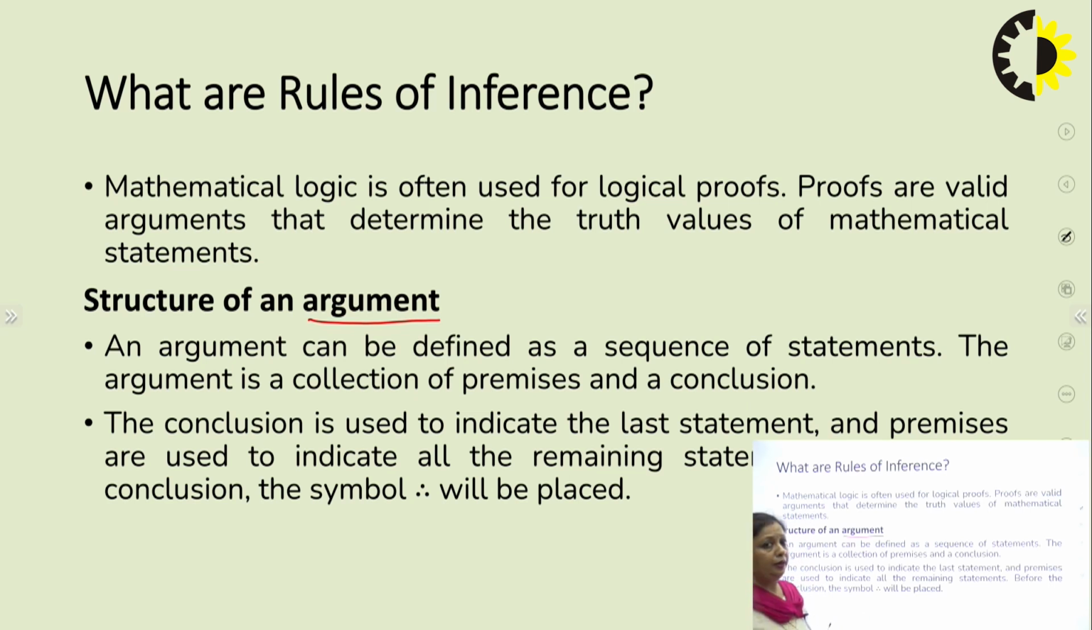An argument is nothing but a well-defined sequence of statements. When I talk about this sequence of statements, I can divide these statements into two categories: premises, and the last statement, which is known as the conclusion. The conclusion is used to indicate the last statement and the premises are used to indicate all the remaining statements. Usually we make use of the symbol therefore, which is placed before the conclusion.